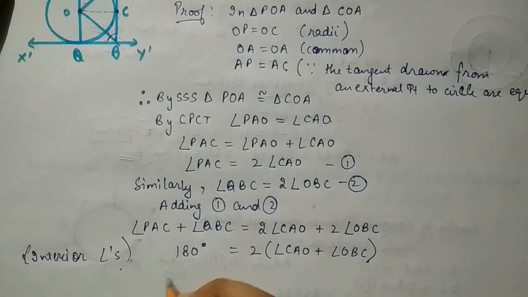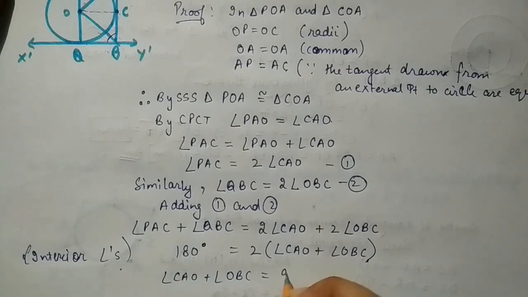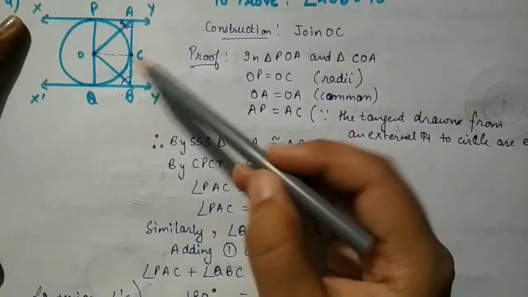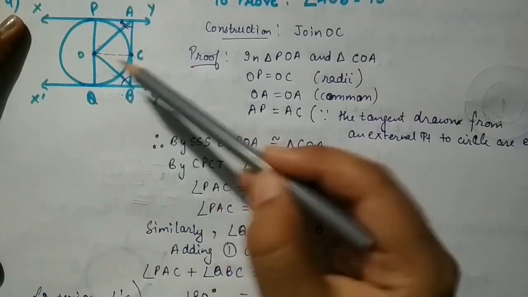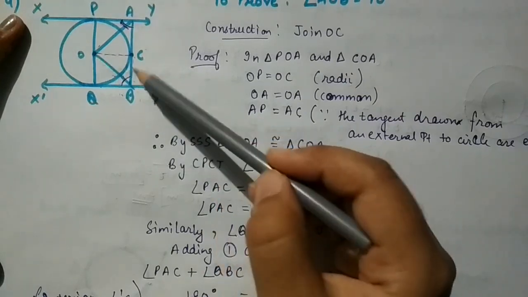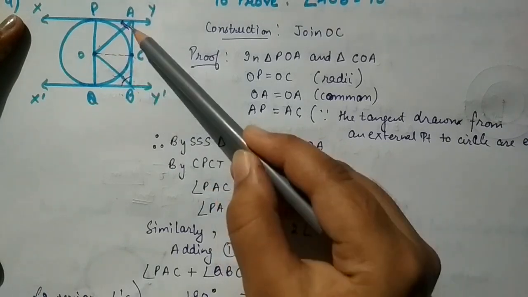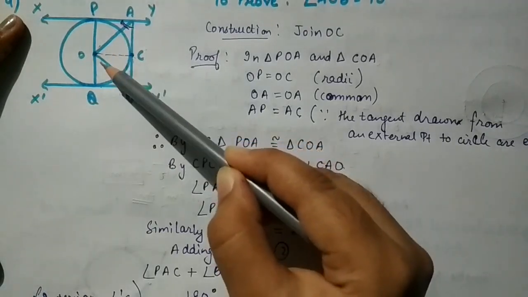Now from here you get angle CAO plus angle OBC is equal to 180 degree upon 2, that is 90 degree. Now see the figure, if angle CAO plus CBO is 90 degree, means sum of these two angles of this triangle is 90 degree, then this angle you can find out.